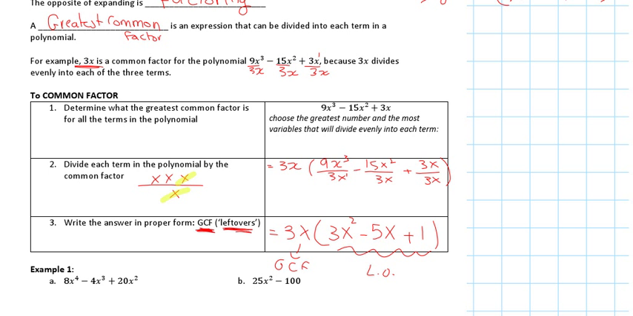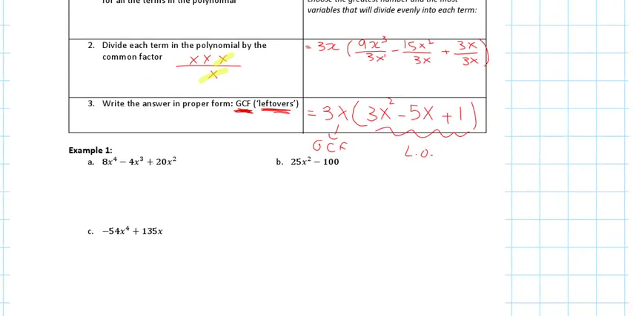So let's look at the second question. I have 8x to the power of 4 minus 4x cubed plus 20x squared. What would be your greatest common factor? Look at your numbers first. What can you divide each number by?